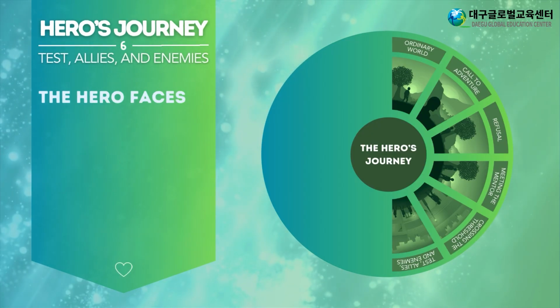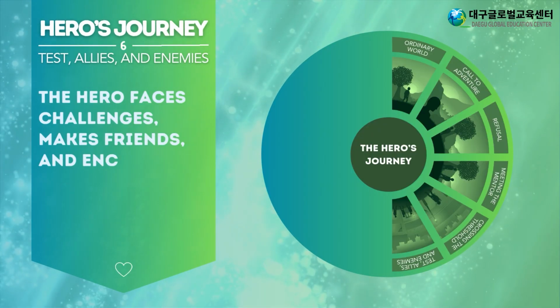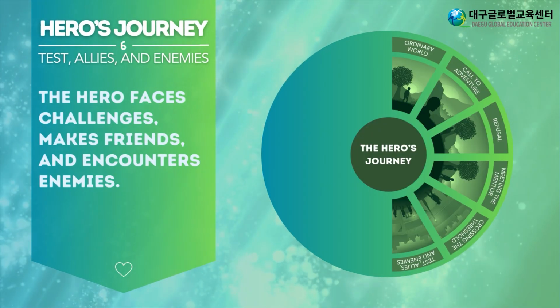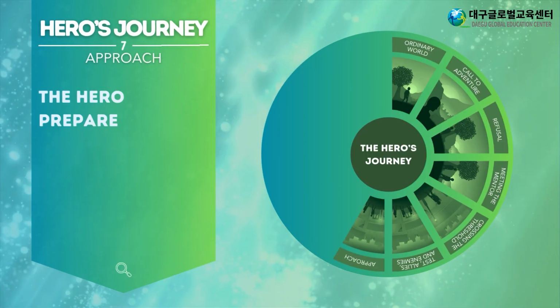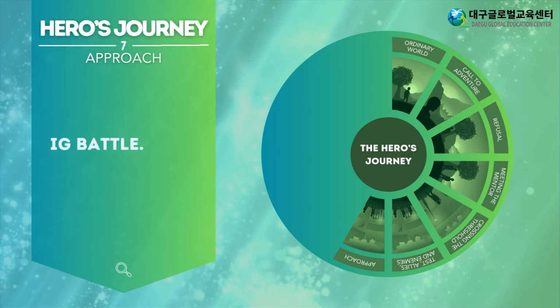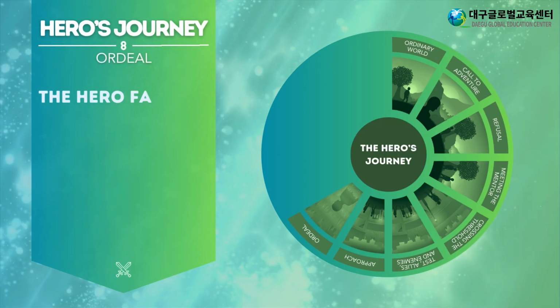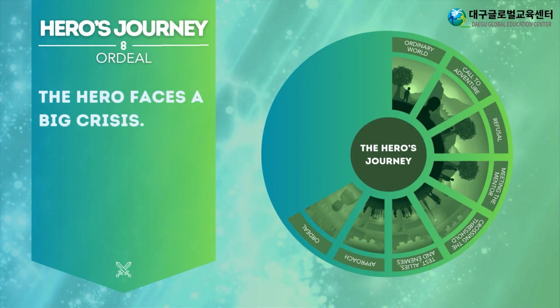And Stage 6 is called Test, Allies and Enemies, in which the hero faces challenges, makes friends and encounters enemies. Stage 7 is the approach. This is when the hero prepares for a big battle. Then, Stage 8 is the ordeal, where the hero faces a big crisis.